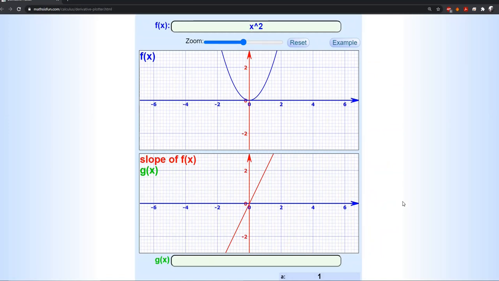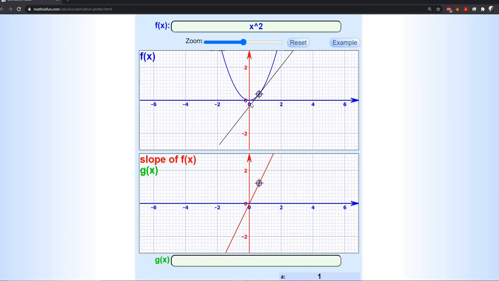So here we have our derivative plotter again, and we have a very basic function: f of x is equal to x squared. Now, as you might have guessed already, the absolute minimum point on this graph is going to be at the vertex right here. And if we go to x equals 0, we have y equals 0, which is the vertex of this parabola and also the global minimum.